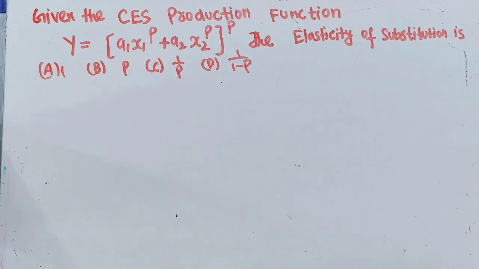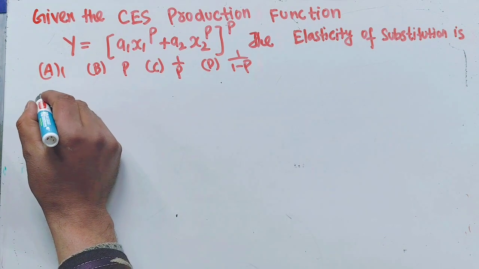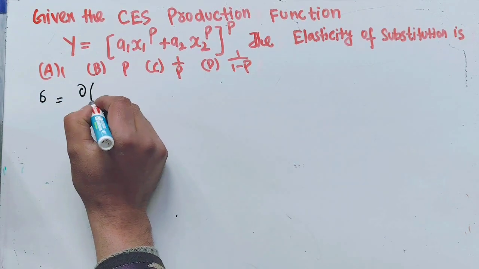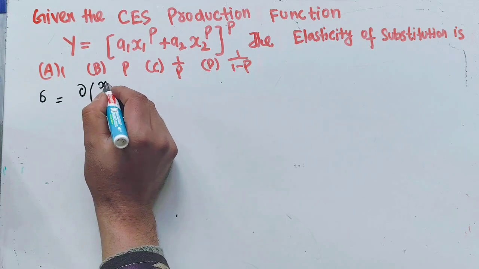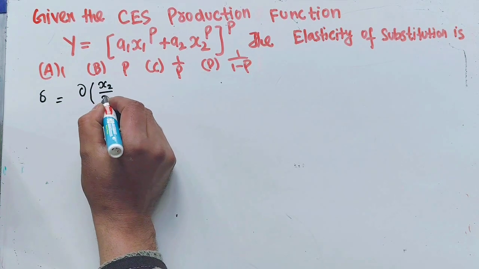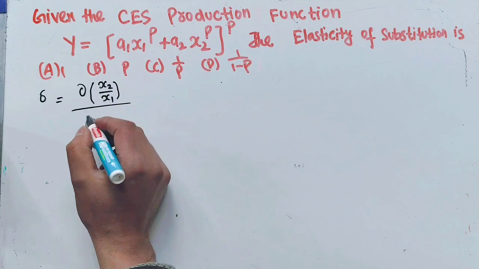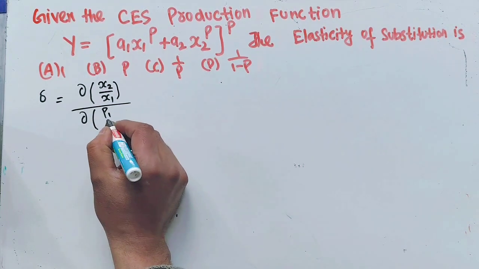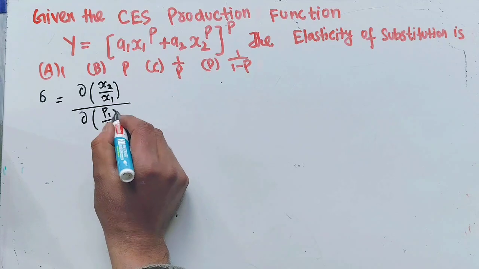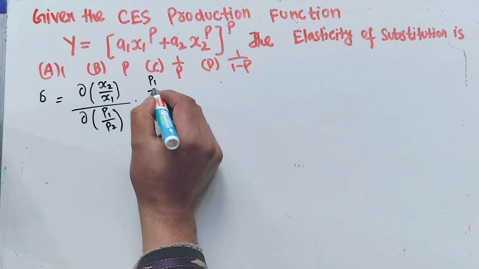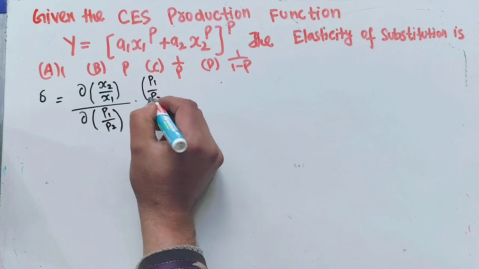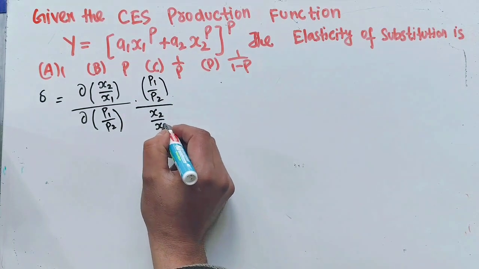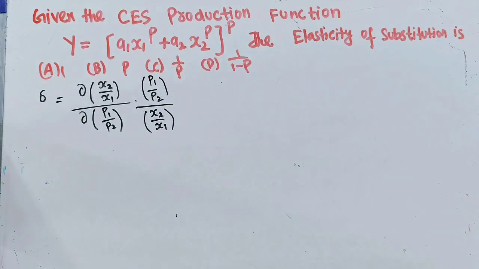What is the formula for elasticity of substitution? Let me write it here. The elasticity of substitution is equal to the change in the input ratio, that is the factors of production x2 upon x1, divided by the change in the input price ratio, the prices of x1 and x2, P1 upon P2, like we use the elasticity formula, divided by the input ratio x2 upon x1. This is the formula.